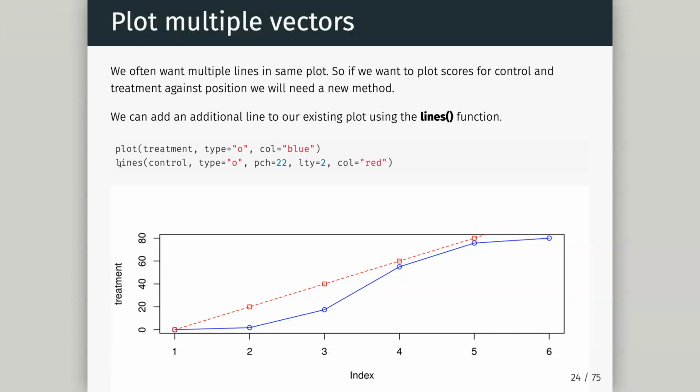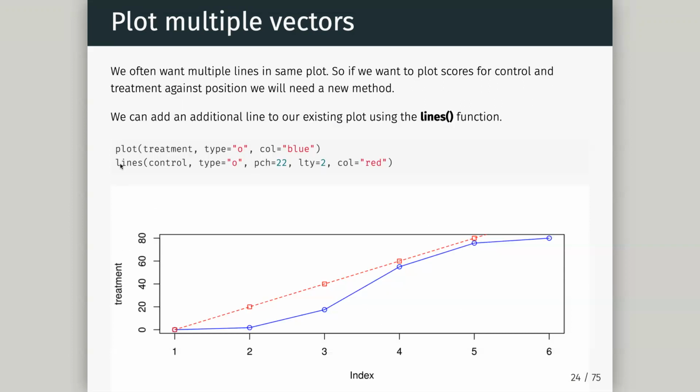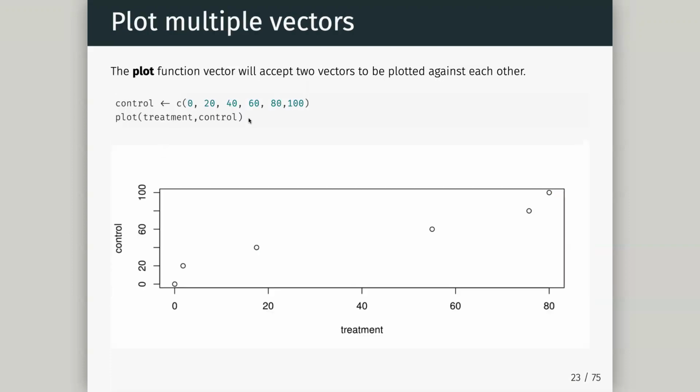In this case, we're going to try and add, and this is probably going to show a little bit why this would also be harder than base graphics, a second line to our plot. So we're going to use a slightly different setup. We're going to do plot, give it the treatment, but ask it to plot treatment versus the position in the vector. Our control is the same length, right? It's also 6.